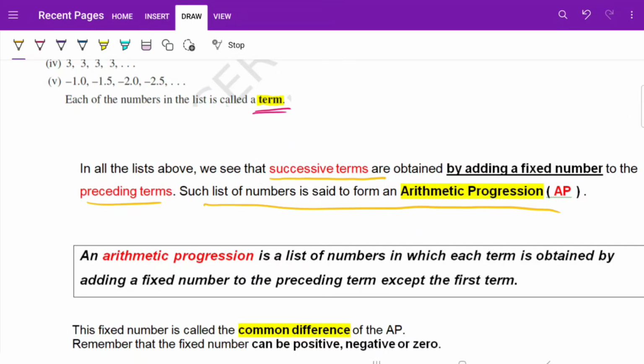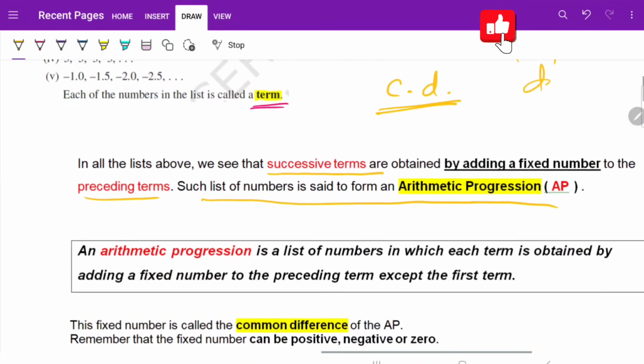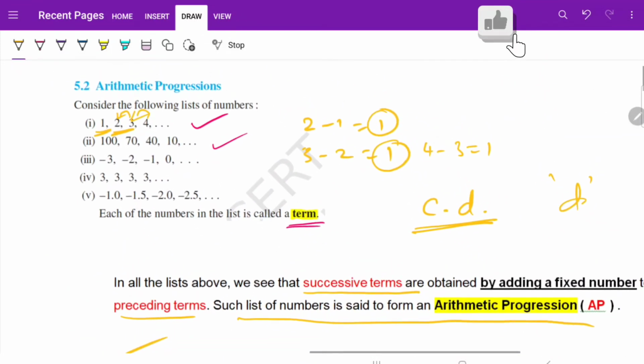The number which we add to get the next term is called the common difference. That means the difference between the second term and the first term is equal to the difference between the third term and the second term, and this difference is known as the common difference, given by the symbol D. Now what is an arithmetic progression? An arithmetic progression is a list of numbers in which each term is obtained by adding a fixed number to the preceding term, except the first term. Of course, to the first term we will not add anything.